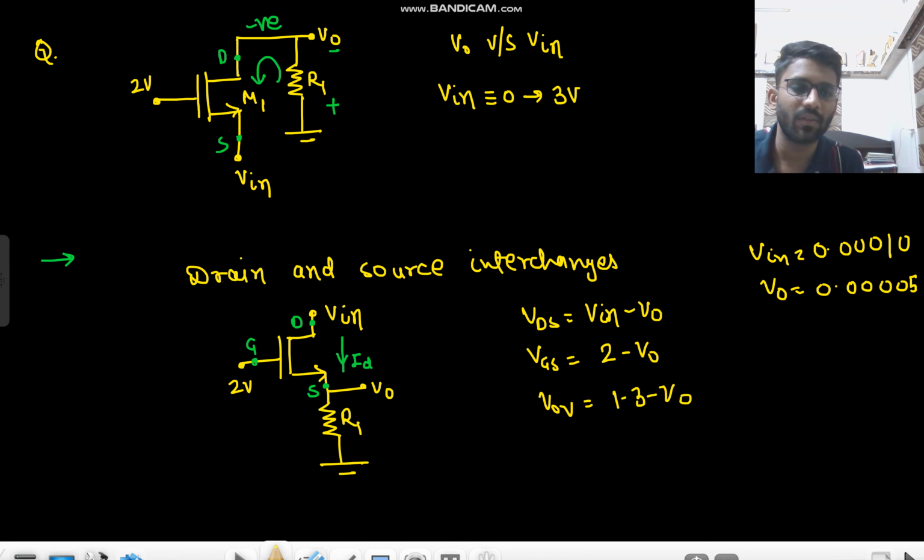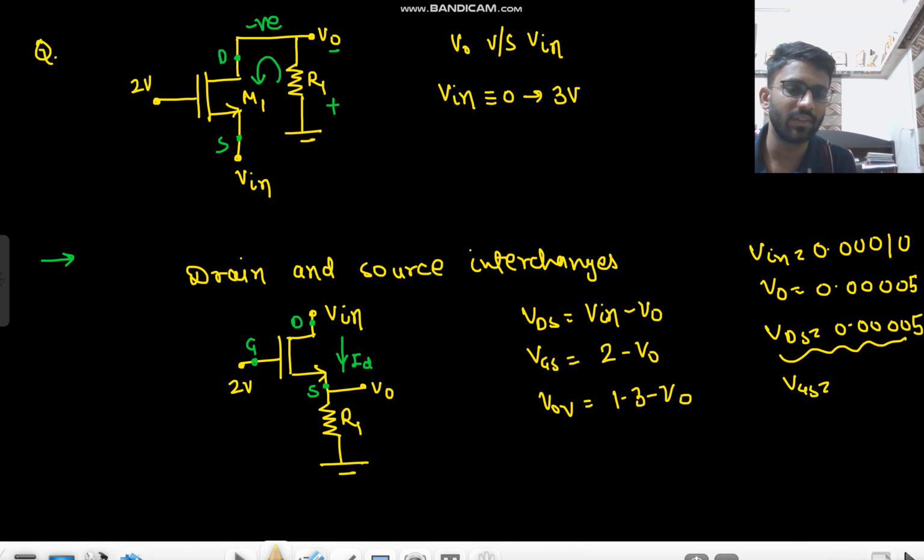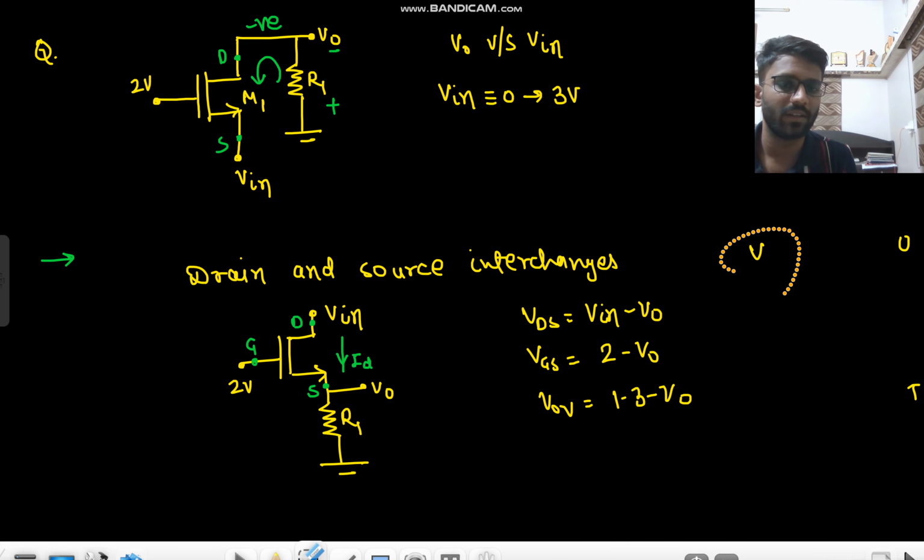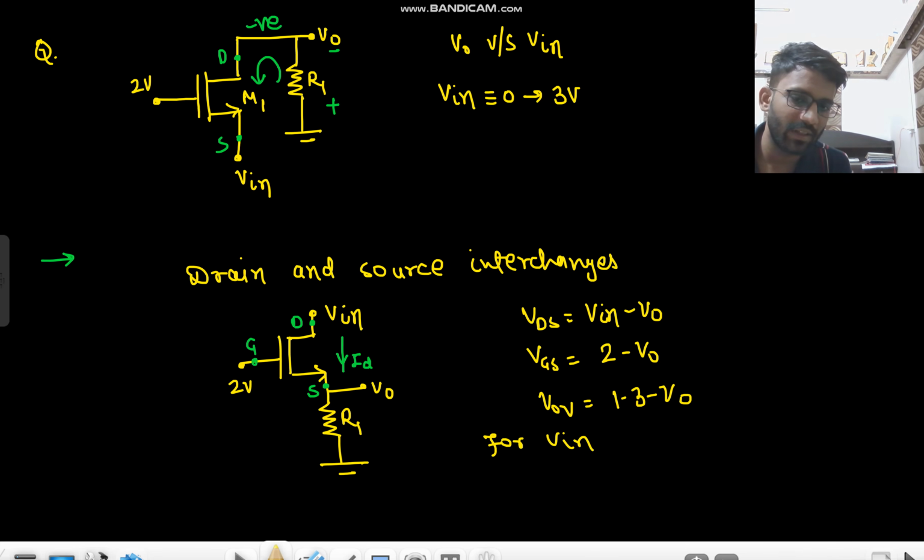Then what will be your VDS? Your VDS will be a small positive value, so this can turn on the MOSFET. And what will be your VGS? VGS will be around 2 volt only. That is greater than VT, and VDS is also greater than 0, so it will turn on the MOSFET. So just above 0, the MOSFET will be turned on. So for Vin greater than 0, the MOSFET turns on.